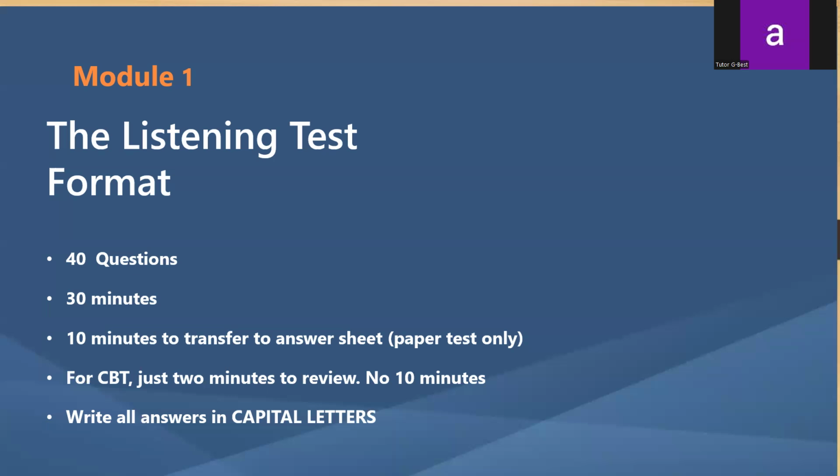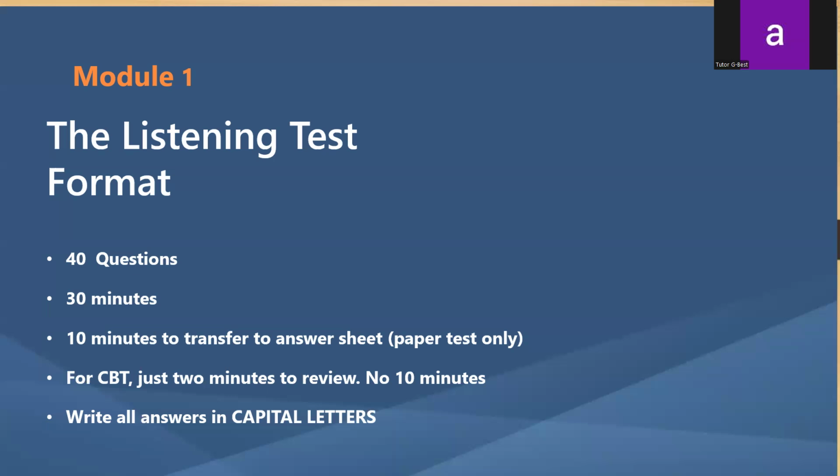So the tape is going to play for 30 minutes where you answer all the questions in the question paper. That's for those doing the paper-based test, please. Then at the end, you get 10 minutes to transfer to an answer sheet. Now, when you're writing inside the question paper, it is advised to write in small letters.